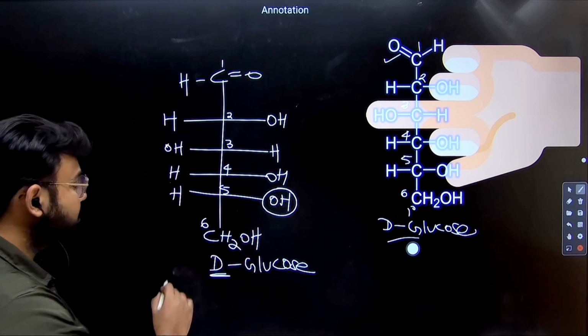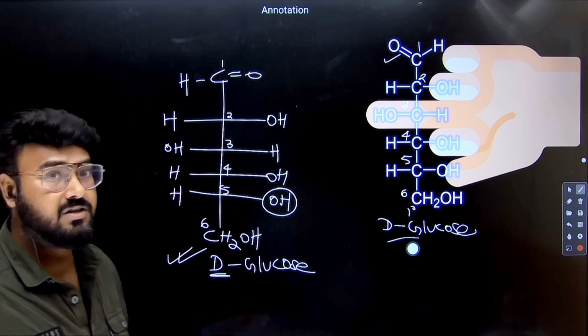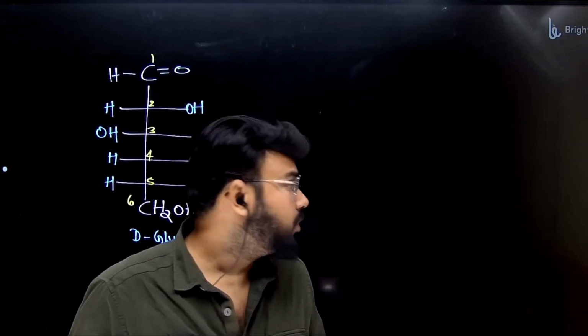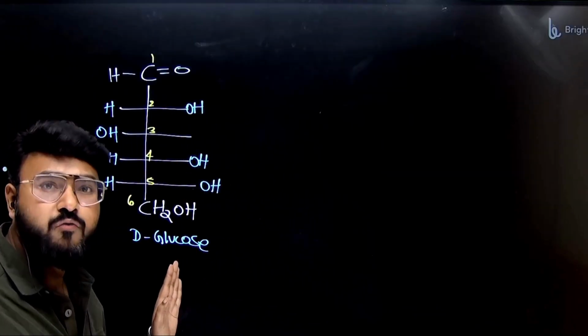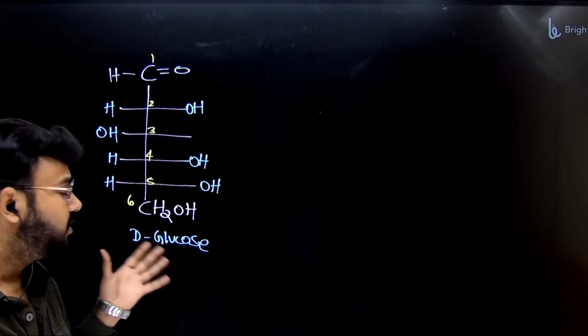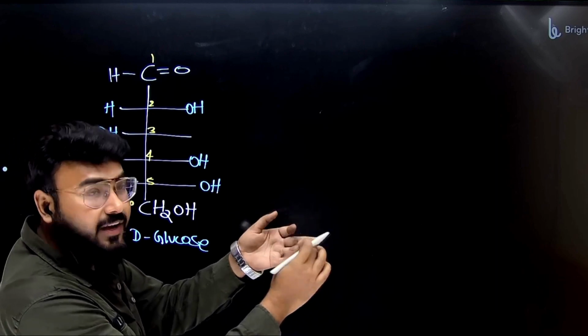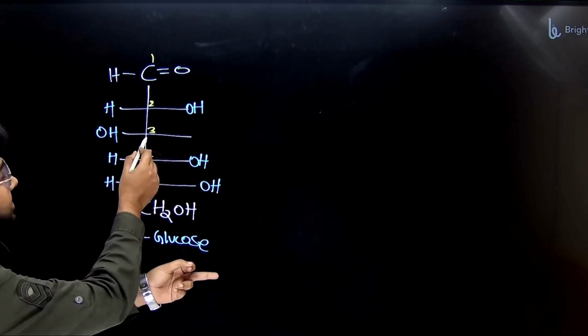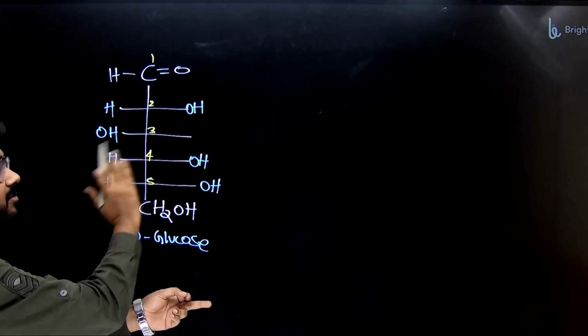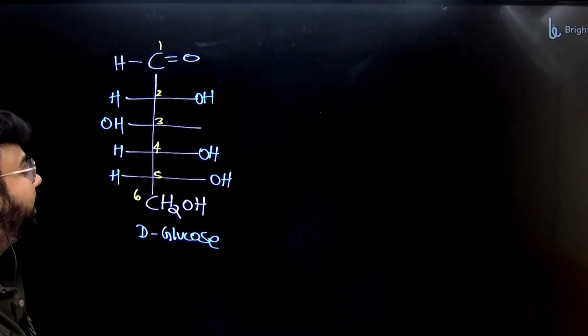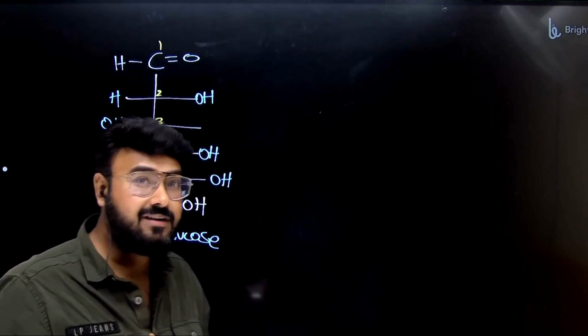Now we will see, using this basic structure, how can we make a ring? So now we already have a Fischer projection, which is a simple structure of D-glucose that we have learned using this trick, where the third finger is outside. That is why the third carbon OH is on the left, and everywhere else the OH is on the right. Okay, so now let's see how we make it a ring.